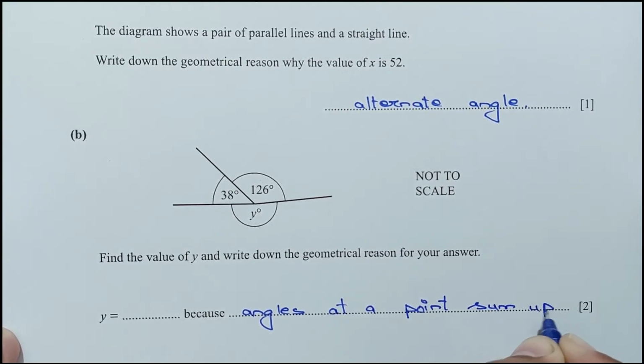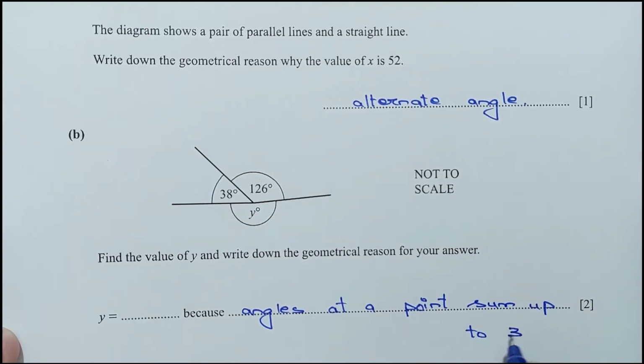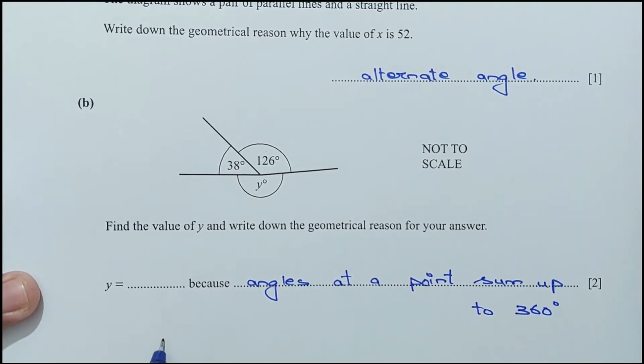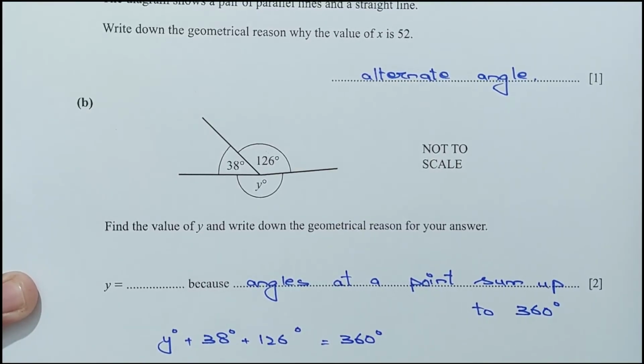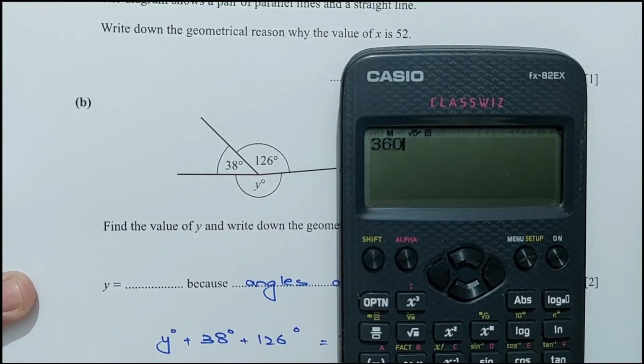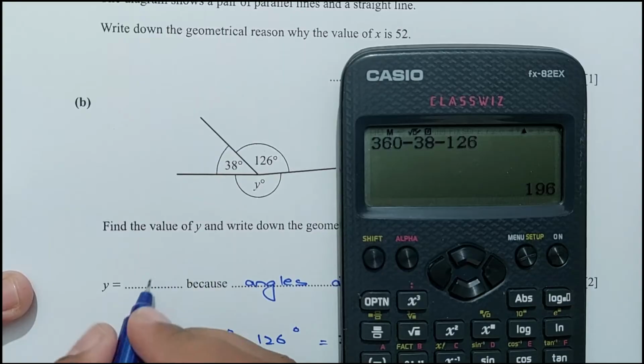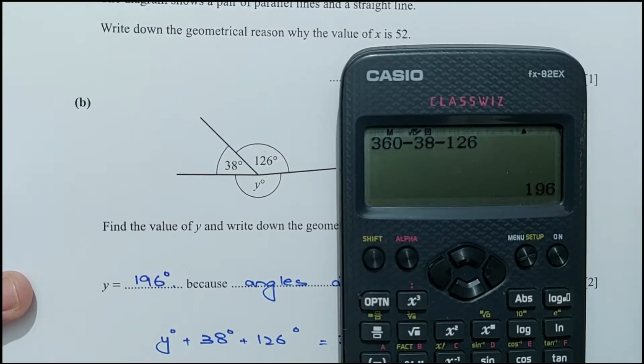sum up to 360, right? So we can add them up. So y degrees plus 38 degrees plus 126 degrees would be equal to 360 degrees, right? So we can say 360 subtract 38 subtract 126. This would be 196 degrees, which is the y value.